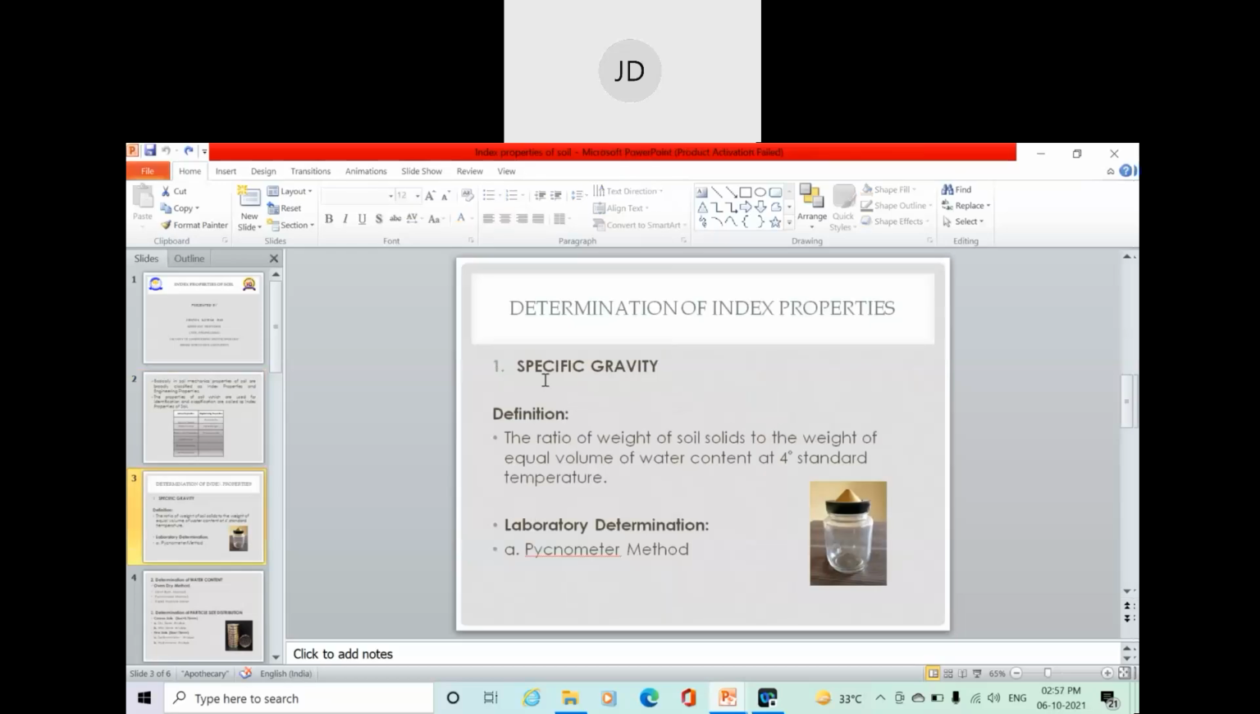Here you can see specific gravity. One approach is the pyknometer. This is the pyknometer. This pyknometer can be used to determine the specific gravity. The other method is the density bottle. Even in our department laboratory, a density bottle is available. So you can also go by using the density bottle. I'll give you a demonstration of how to conduct this test. I'll share some videos on how to conduct the laboratory work for determination of specific gravity, moisture content, and others.